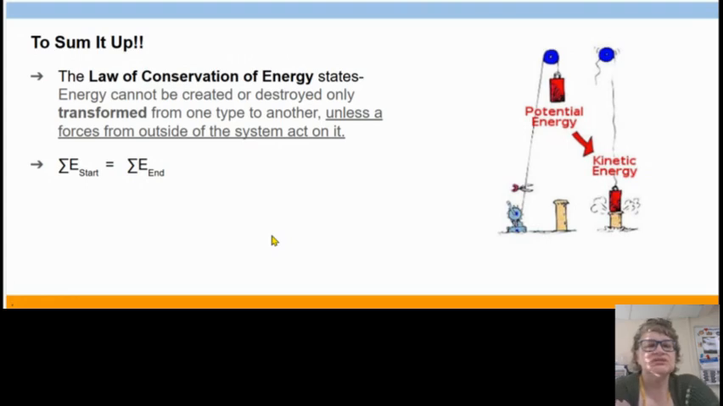Okay, so to sum it up, the law of conservation of energy states that energy cannot be created or destroyed, only transformed from one type to another, unless a force from outside the system acts on it. And the equation for the conservation of energy is that the sum of all the energies at the beginning is equal to the sum of all the energies at the end.